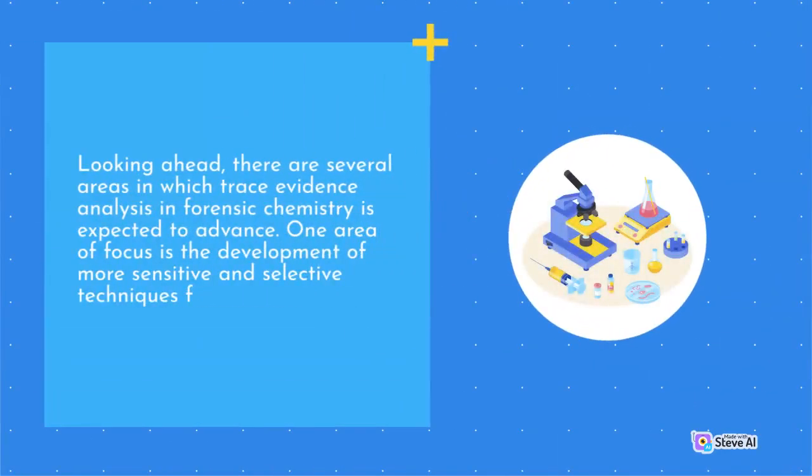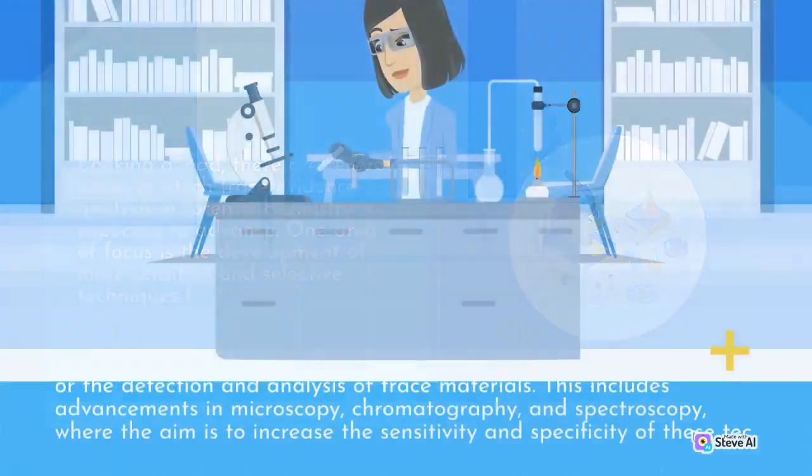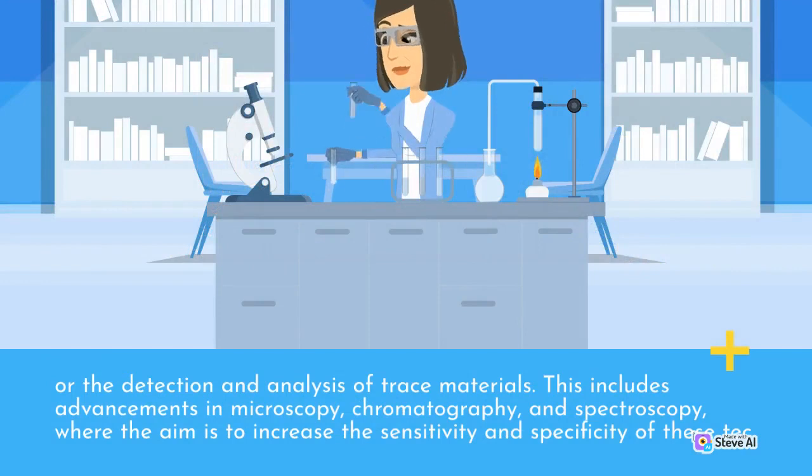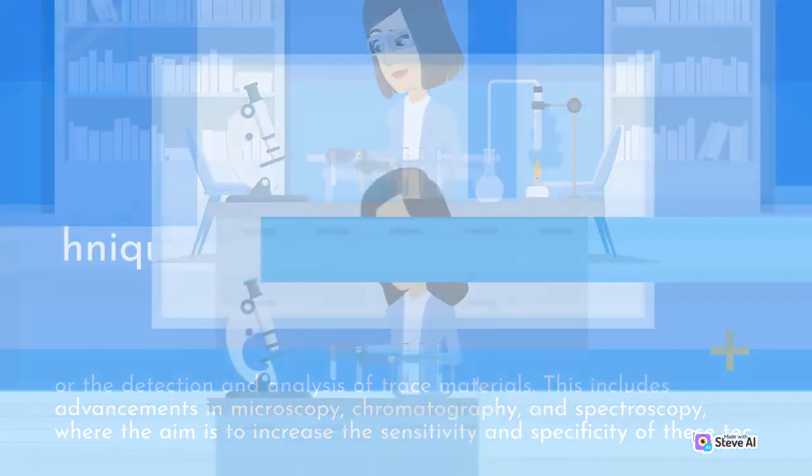Looking ahead, there are several areas in which trace evidence analysis in forensic chemistry is expected to advance. One area of focus is the development of more sensitive and selective techniques for the detection and analysis of trace materials. This includes advancements in microscopy, chromatography, and spectroscopy, where the aim is to increase the sensitivity and specificity of these techniques.